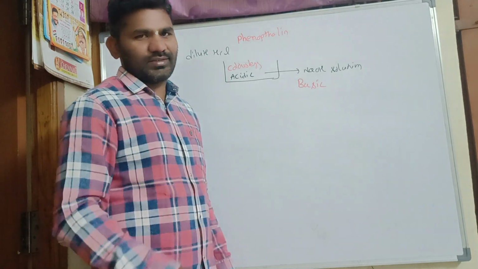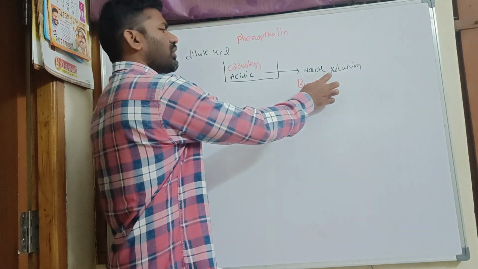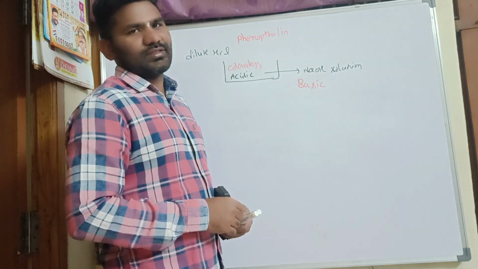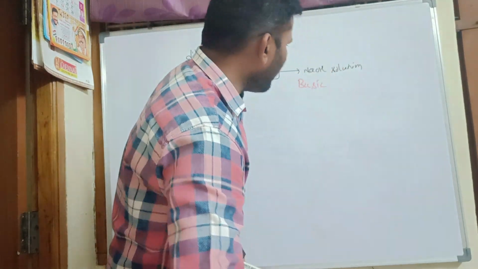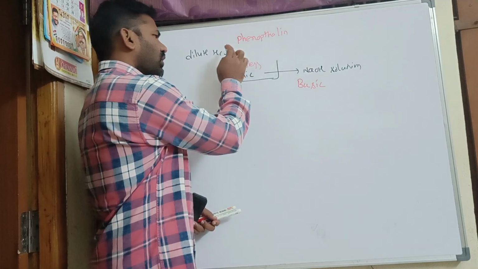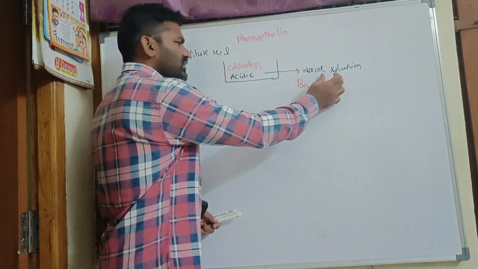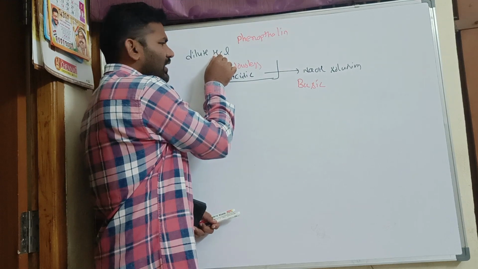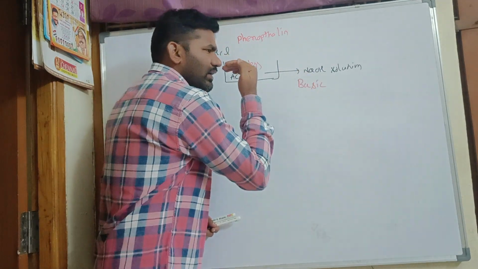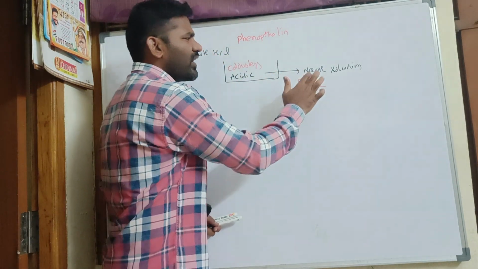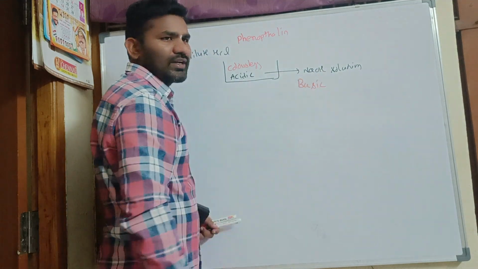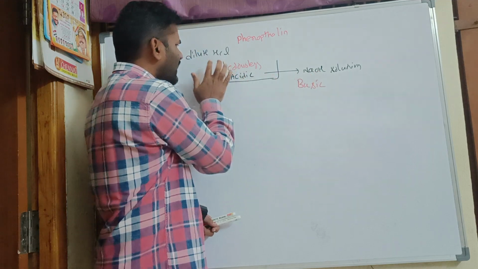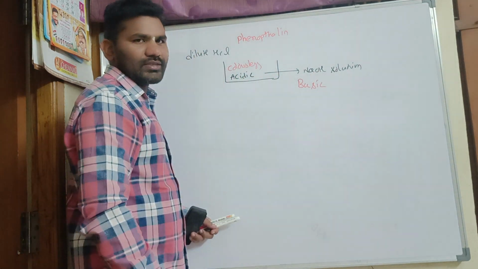Then the question arises, what happens to the sodium hydroxide? That we are going to learn in this class. See, whenever hydrochloric acid is added to this sodium hydroxide solution, the hydrochloric acid is neutralizing or nullifying the sodium hydroxide character. That is, the basic character of sodium hydroxide is nullified by the hydrochloric acid.